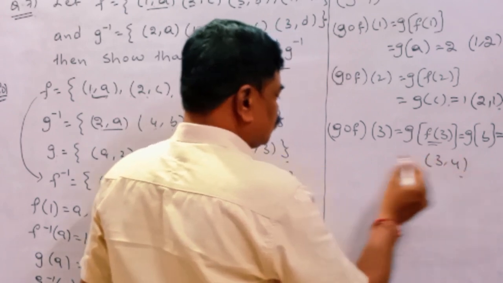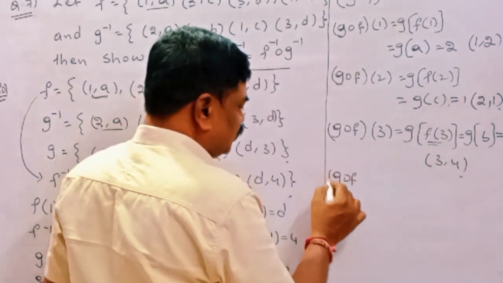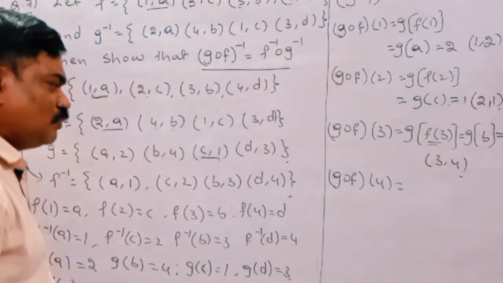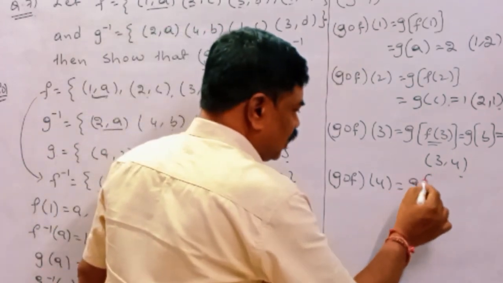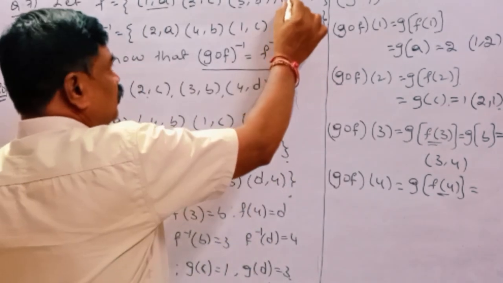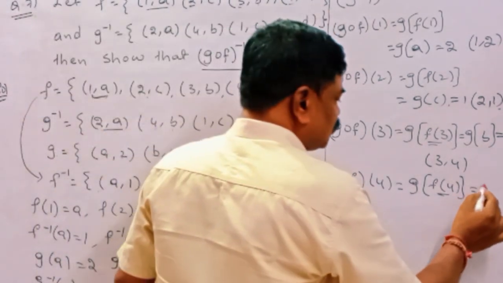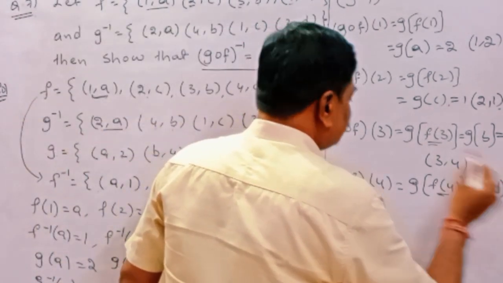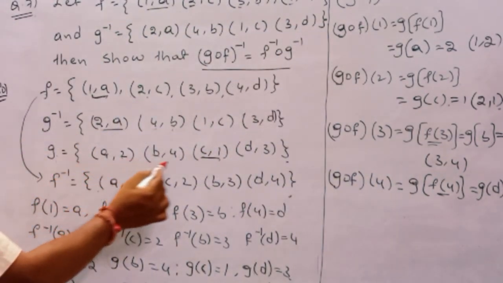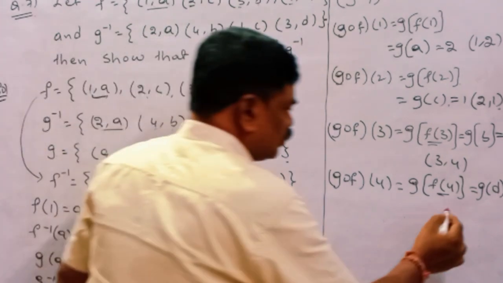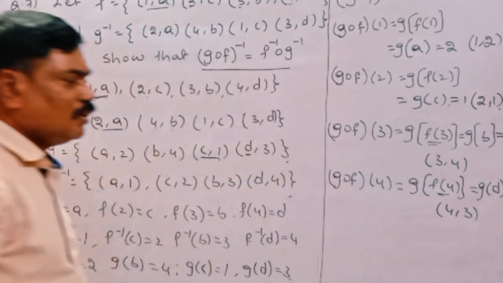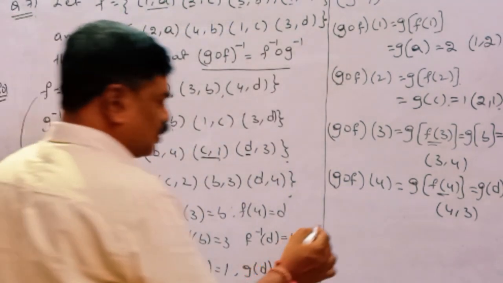3, 4. G circle F of 4 is equal to G of F of 4. What is F of 4? F of 4 is the image D. So G of D. What is G of D? G of D is the image 3, which is equal to 3. Then the ordered pair is 4, 3. Then what is G circle F?